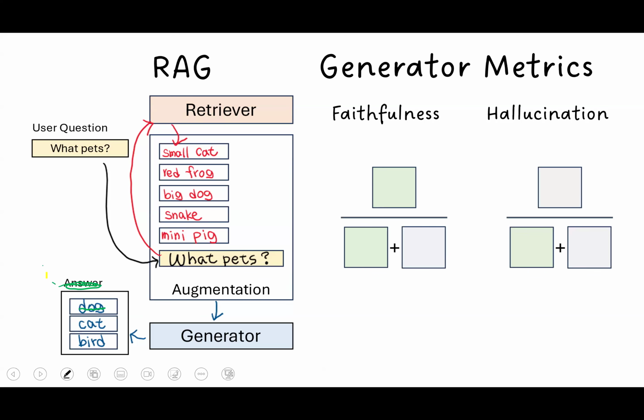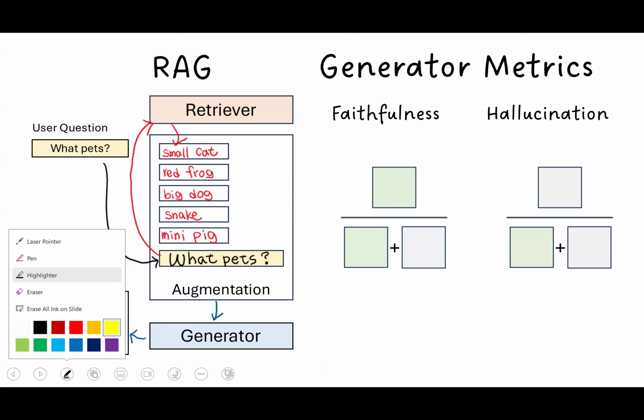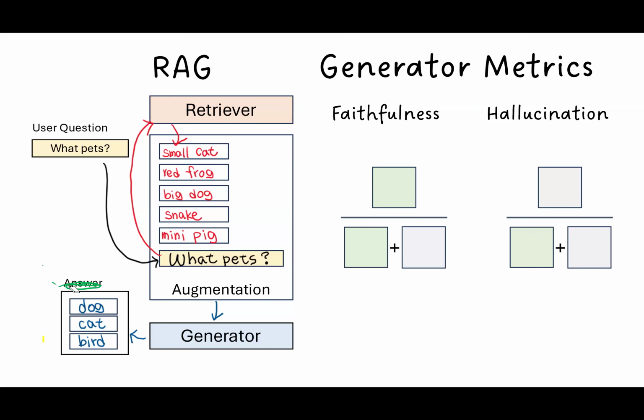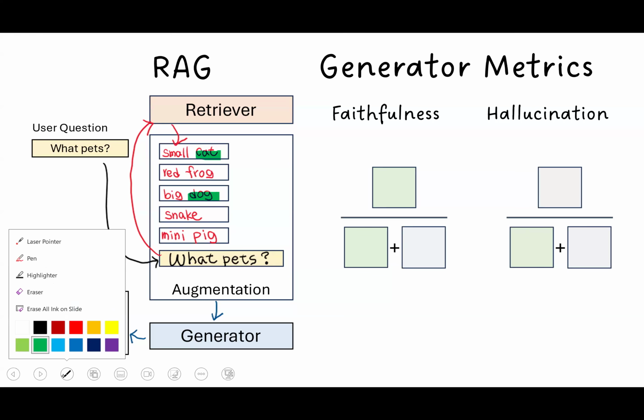let's click the highlighter. I use the green highlighter. Can dog be inferred from the context? Now look at the context, yes, it can be inferred from here. Can cat be inferred from the context? Look at it. Oh yeah, it can be inferred from here. How about bird? Can bird be inferred from the context? In this case, we actually cannot.